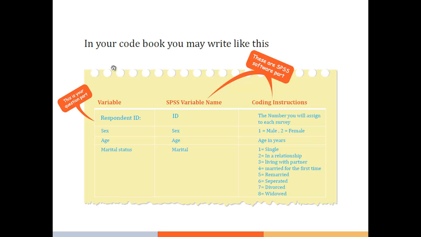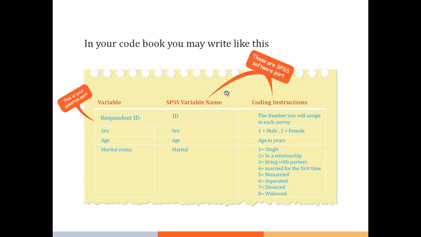In your SPSS codebook, you may write like this. Here variable means the variable you have in your original research questionnaire. Please recall from the earlier slide where you have given a respondent ID and then asked their sex, age and marital status. This is your questionnaire part. Now, your task is to convert this questionnaire into SPSS understandable format.